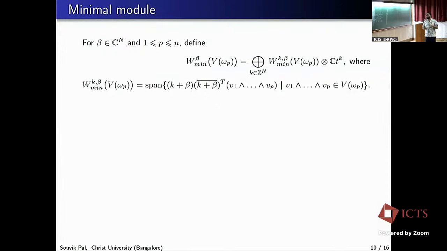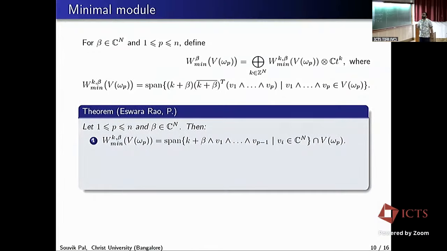Larsson modules corresponding to the fundamental module. One of the submodules we constructed is like this. It's a Zn graded module, so it's enough to define it on any graded component. So what is the definition? On the kth graded component, this is the definition: k plus beta bar transpose acting on this wedge product, where this wedge product is taken from the fundamental representation. This is well defined. As I said, this thing is in SPN, so this is well defined.